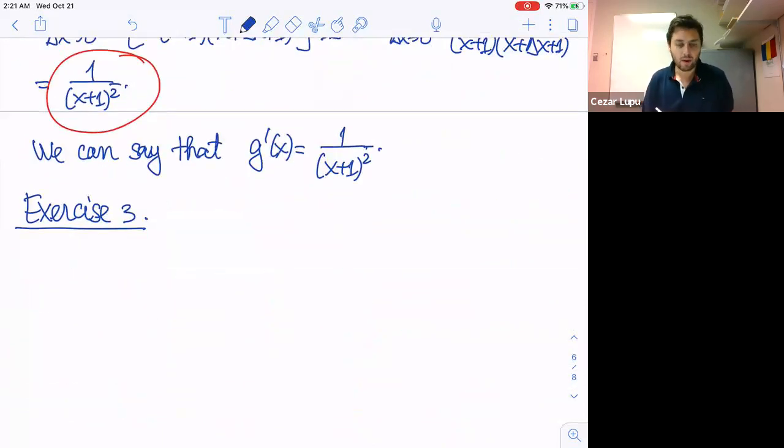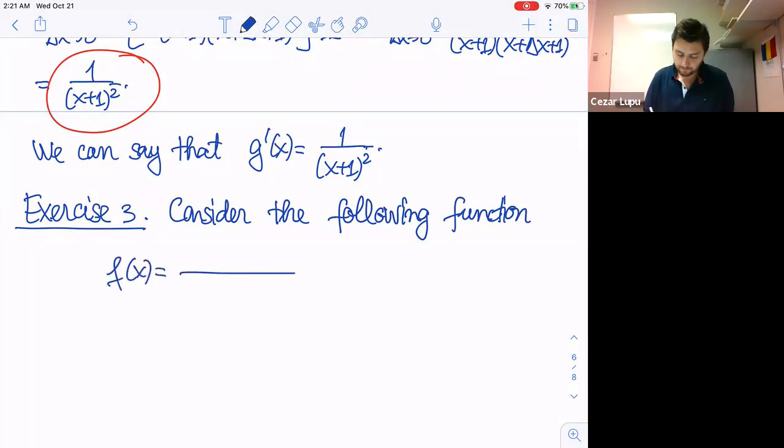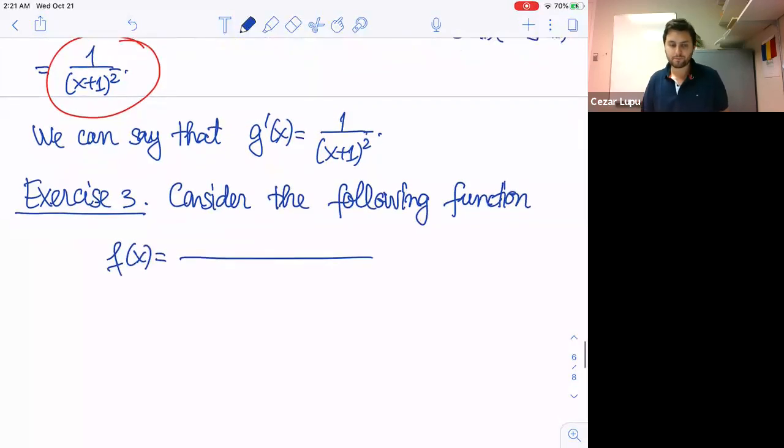Now, the problem says the following. Let's consider the following function. So consider the following function. And I'm going to consider the following rational function, which is 3x squared plus 5, everything over 2x squared plus x minus 3.